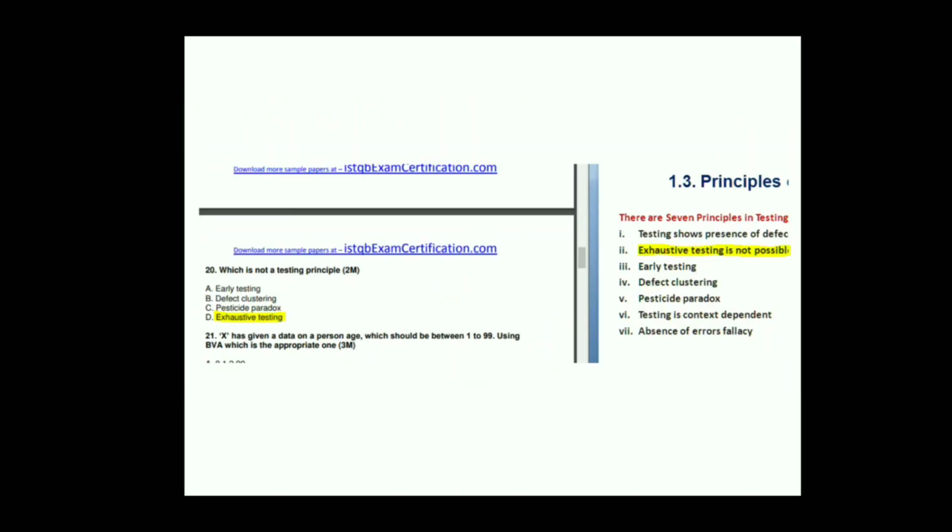And third question, see, which is not the testing principle? And you can just ignore the M, because this is from previous question papers, so they have given this as a 2 mark question.